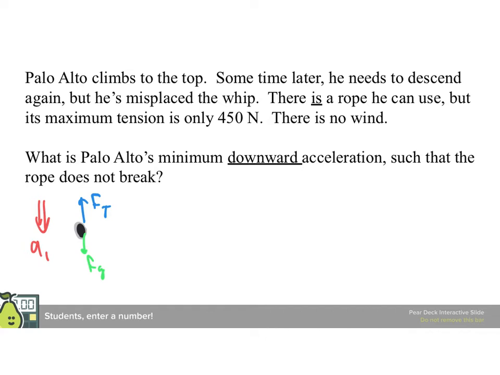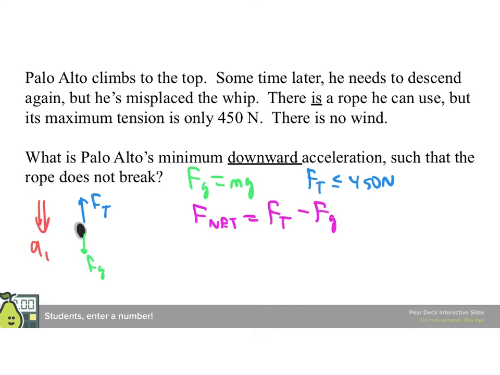Step 3 says give us any constitutive equations. So Fg is still m times g. And although I didn't write before, I can also say that Ft is less than or equal to 450 newtons. That's a constitutive equation also from our problem. Step 4 says find an expression for Fnet. So Fnet from our diagram still looks like Ft and Fg, but with a minus sign because Fg is downward.